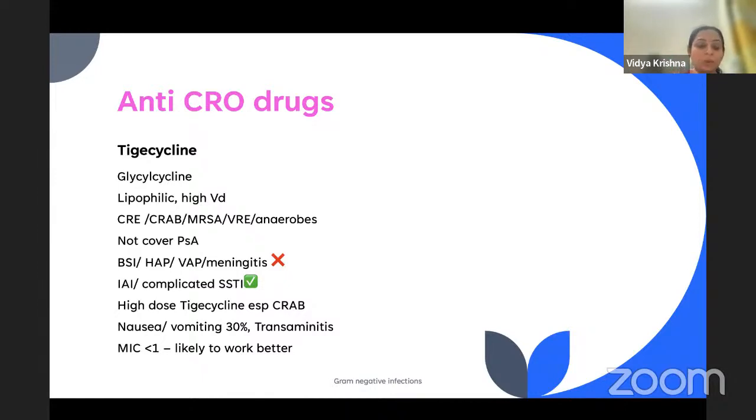So where it is approved is, as I said, intra-abdominal infection. So you have a patient who is admitted to the hospital, and then during the hospital stay or after a surgery, with prolonged recurrent antibiotic exposure, he develops a new IAI, or a complicated SSTI, where it's polymicrobial again. So in these two situations, it is a good drug. And then if you're using it for carbapenem resistant Acinetobacter, we have very few drugs. TG is one of them. So again, here, try to use high dose TG.